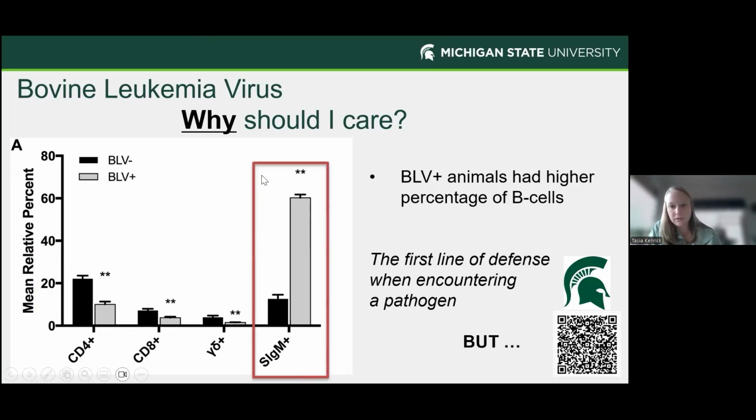These bars here are of B cells, and we see that the BLV positive animals had a higher percentage of B cells in the study, but that's not a surprise. One, it's the first line of defense when encountering a pathogen, and these animals were selected. We knew they were BLV positive, which is a virus, so the animal's already mounting an immune response and trying to fight off the virus. So we're not surprised that they have a higher percent of B cells.